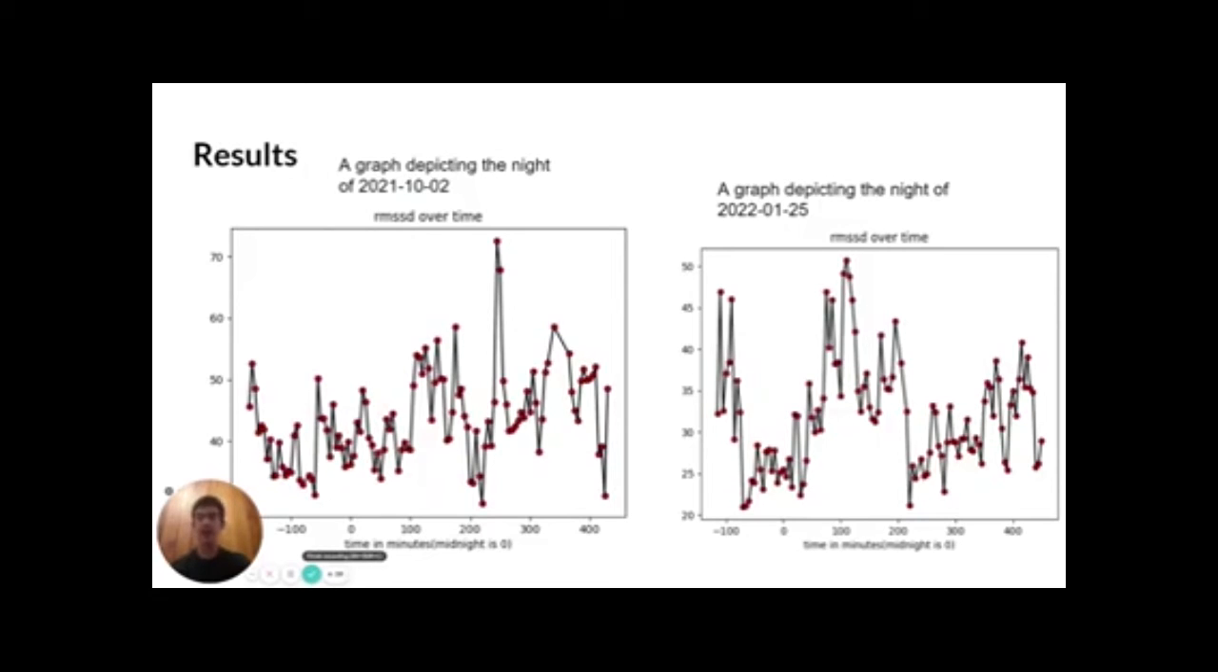Then the actual algorithm was written. This is how it worked. Before anything, the person would set an alarm time for the absolute latest time they could wake up. Then the algorithm would keep track of the days using date time.